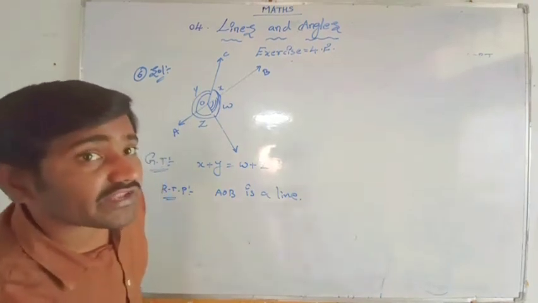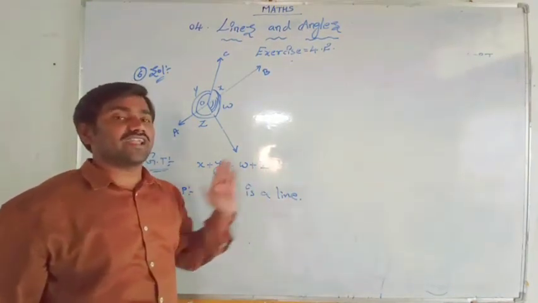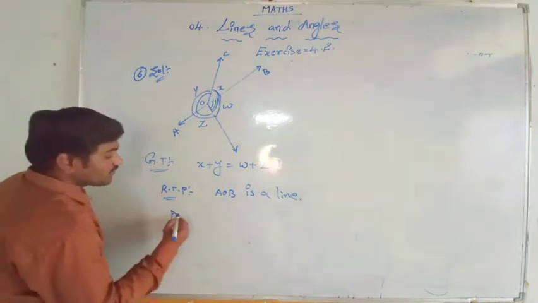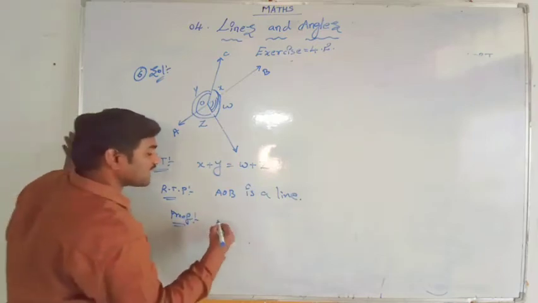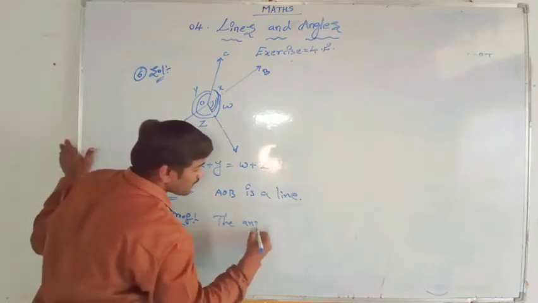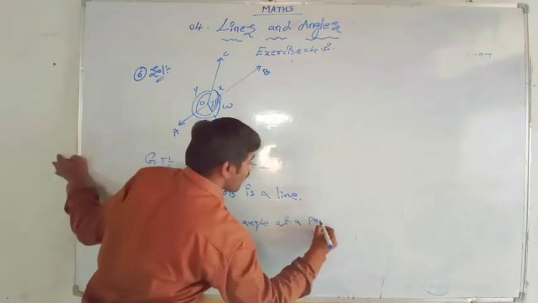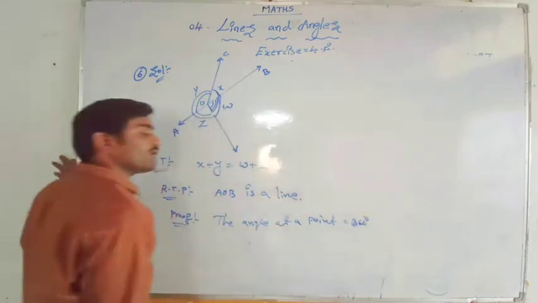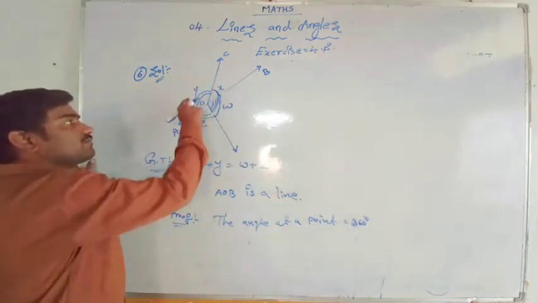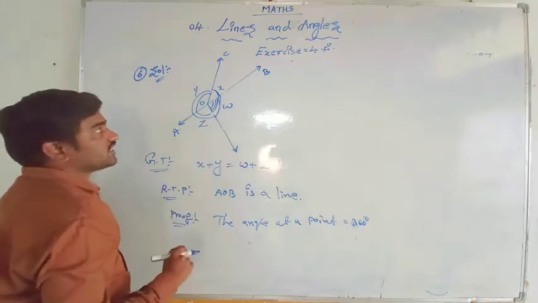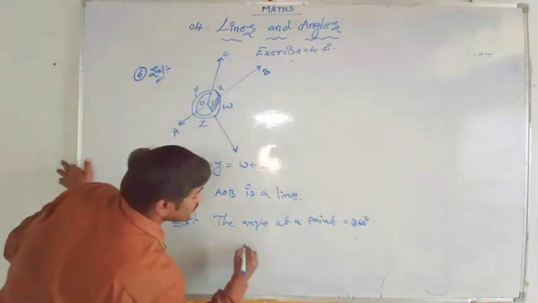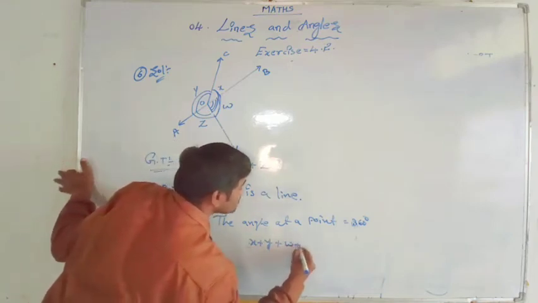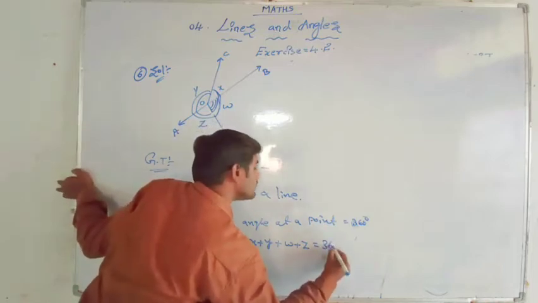If it is a line, we know that angle AOB equals 180 degrees. So let us see that once. Let's go for the proof. The angle at a point is equal to 360 degrees. That means angle x plus y plus z plus w, here we write x plus y plus w plus z is equal to 360 degrees.